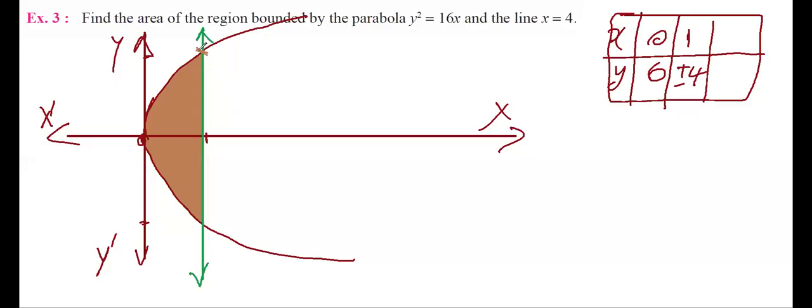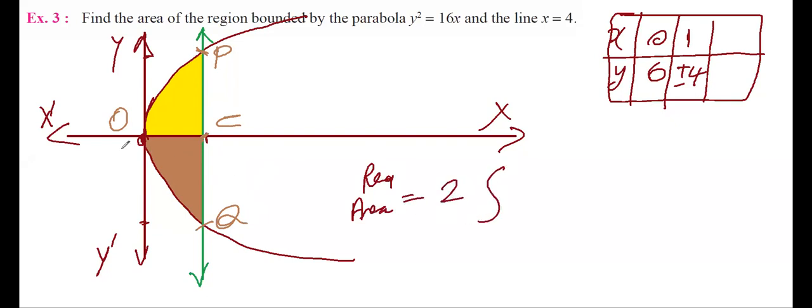Fine. So now you can give some names to these points. So this is point P, this is O, this point is C, and you can call this Q. You need to first find the area of only this region, and then finally multiply by 2 to get this entire region. So my required area will be 2 into the integral from 0 to 4 of f of x dx.